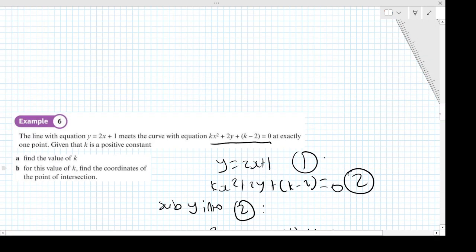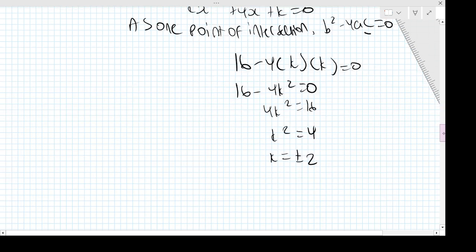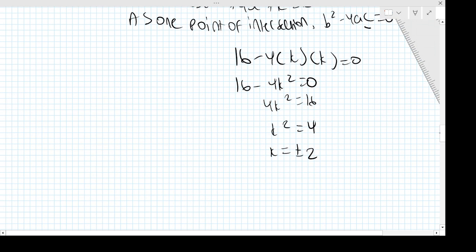But it says here for part A, find the value. Again, it's singular, so it means only one value. But how do we work that out, because we've got two values? Well, let's look at the question. It says that k is a positive constant. So it has to be the positive answer. You can't have a negative. So as k is positive, that means the only solution is k equals positive 2. So that's our value for k.